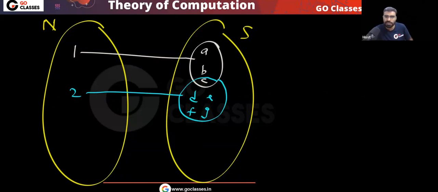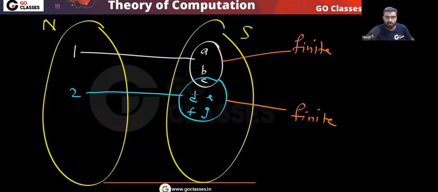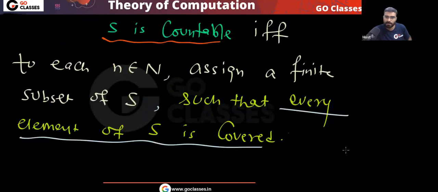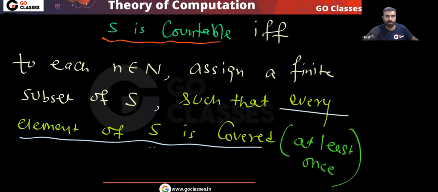The only thing is, this must be finite. This type of thing is also fine, where basically an element is covered more than once. Remember, this is fine. Is this clear? So very simple. The simple point is to make sure every element of S is covered at least once. This is what you have to make sure.